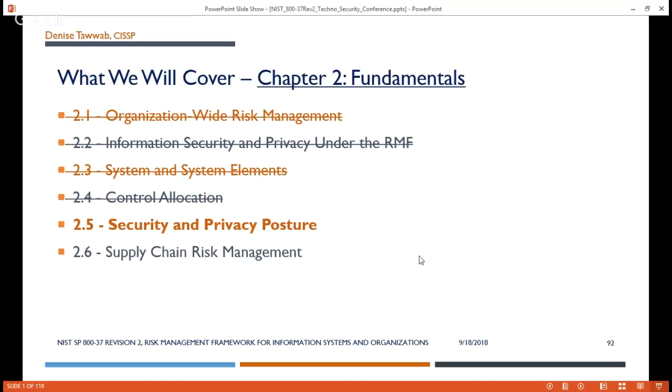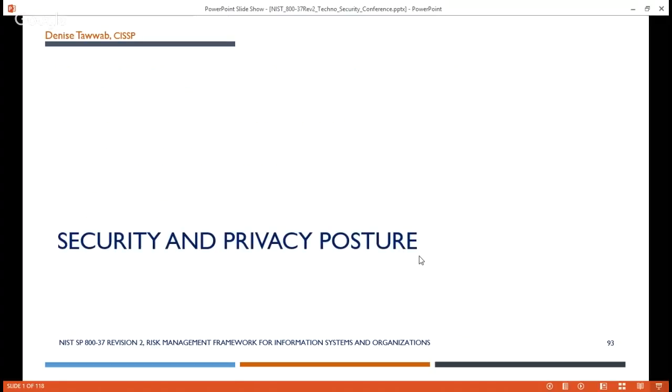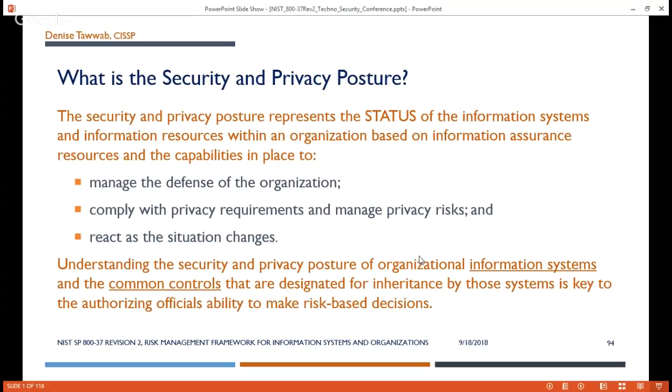All right, next up, let's talk about security and privacy posture. Security and privacy posture represents the status of the information system and information resources based on information assurance resources and the capabilities in place to manage the defense of the organization, to comply with privacy requirements and manage privacy risk, and to react as the situation changes. Understanding the security and privacy posture of your information systems and the common controls that they inherit is key to the authorizing official's ability to make risk-based decisions.